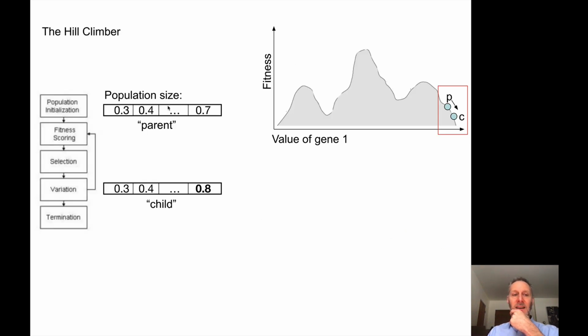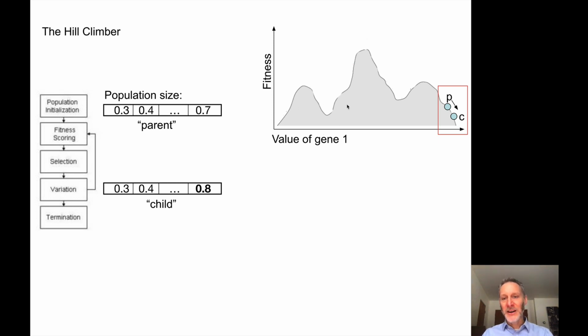Okay. In the hill climber, the population size is always one, meaning in essence, there is no population. In the hill climber at any given time, there is only one candidate solution to the given problem. Okay, let's create that single vector and let's fill it with random numbers.